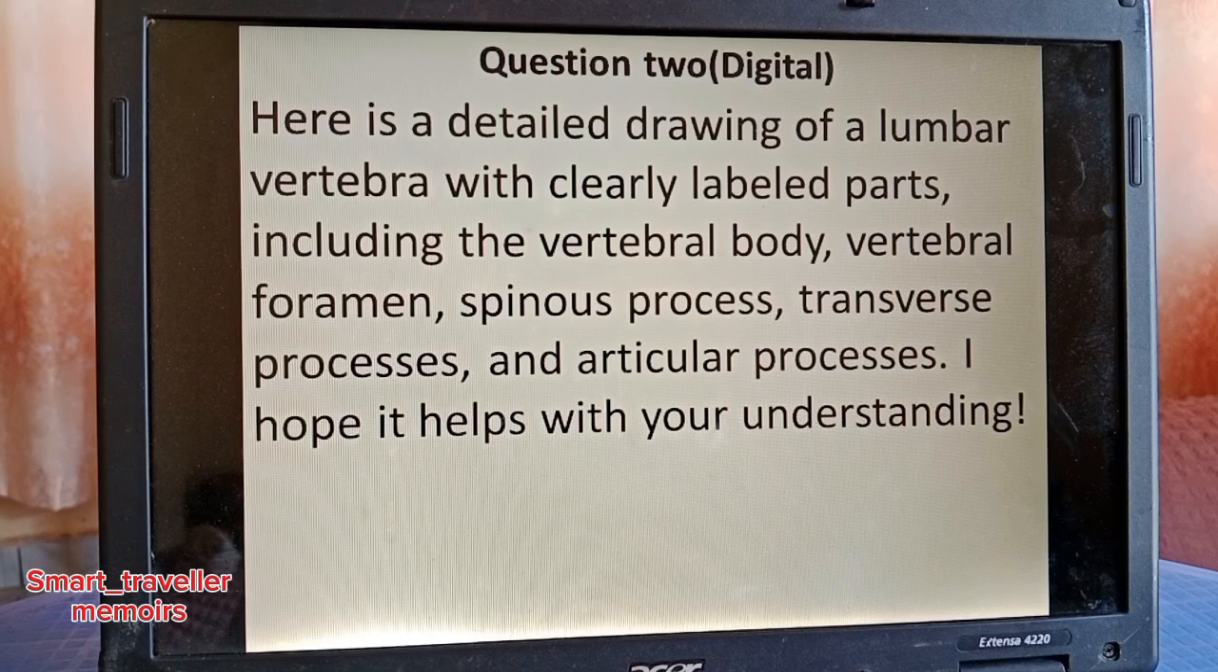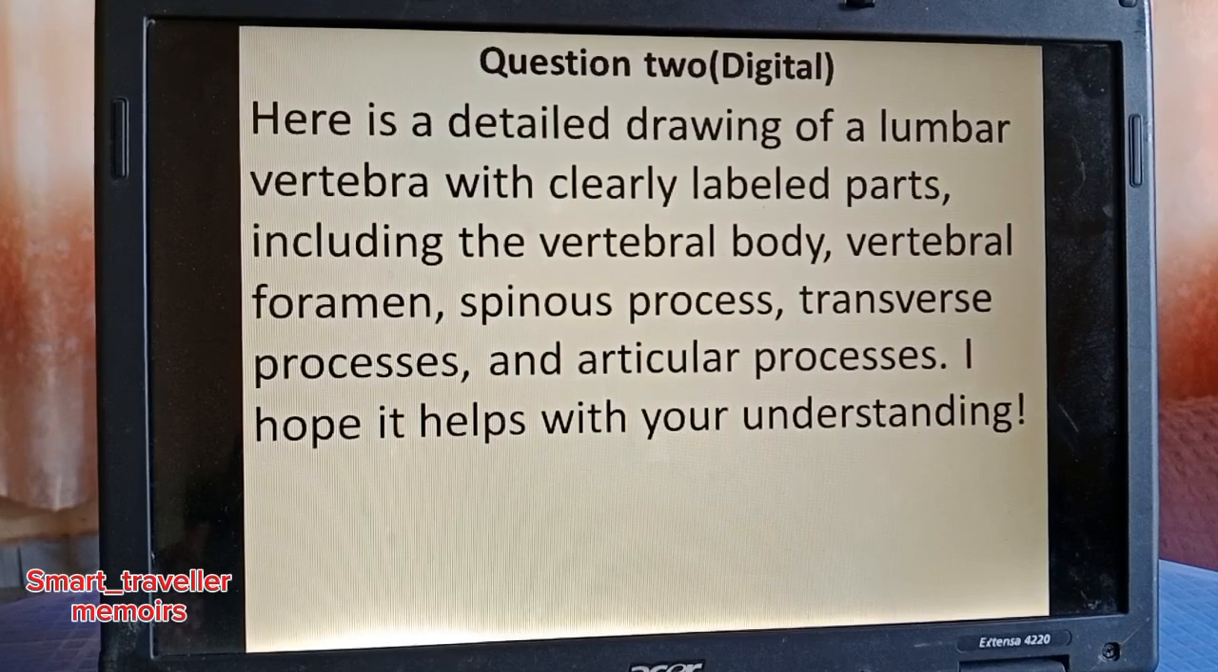So here is a detailed drawing of the lumbar vertebrae with clearly labeled parts, including the vertebral body, vertebral column, spinous process, transverse process, and articular processes. I hope it will help you with your understanding. Remember, guys, there was a place where we were labeling on the vertebrae, but unfortunately I misplaced that diagram. So I used digital access to this, to what you are going to see.